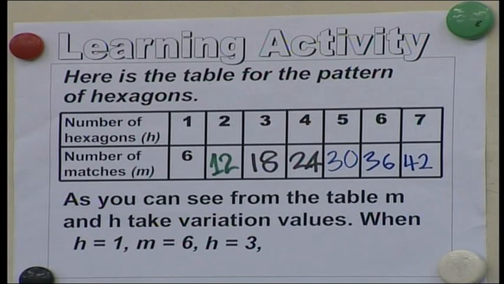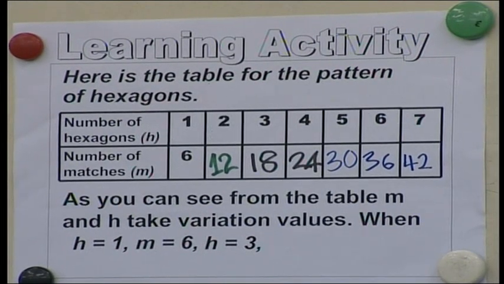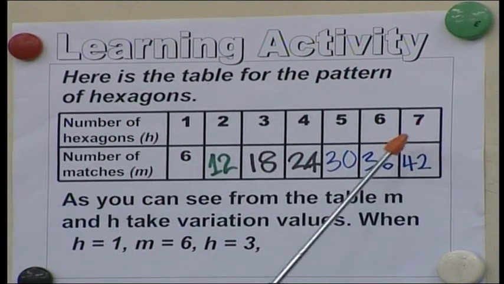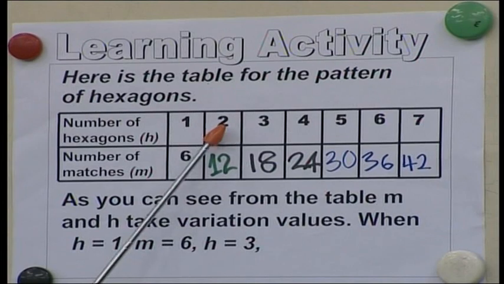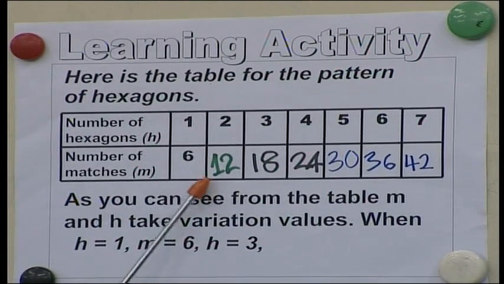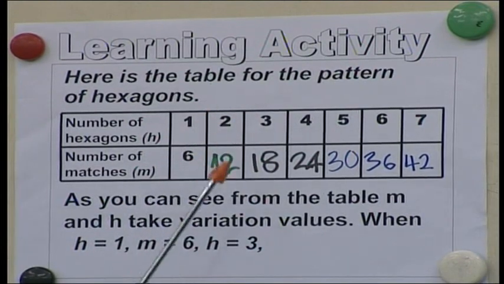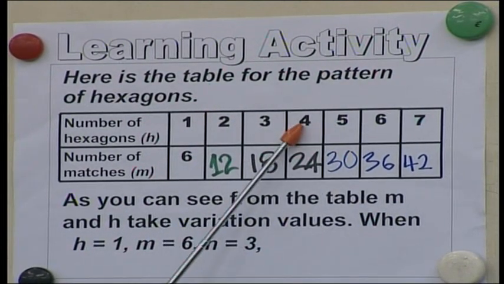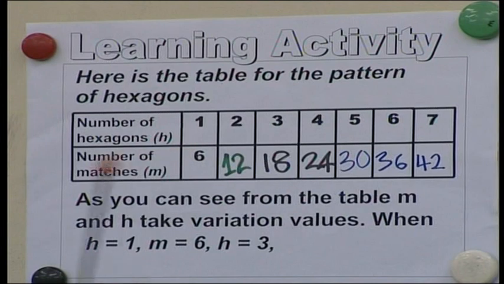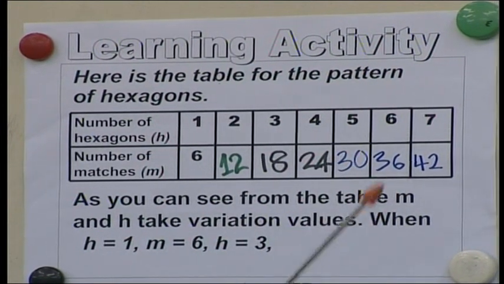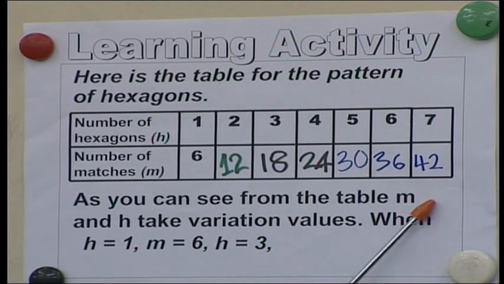Okay, very good. These are the answers that we should be having in our table. We have number of hexagons 1 to 7. If I have 2 hexagons, the total number of matches would be 12, 3 is 18, 4 would be 24, 5 is 30, 6 is 36, and 7 is 42.